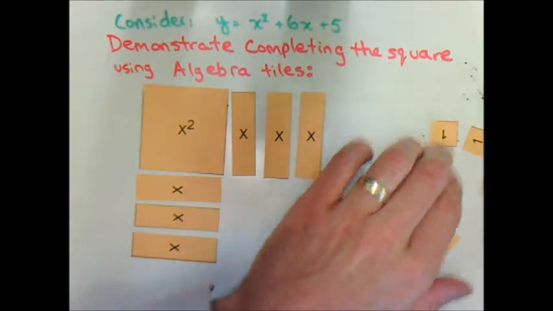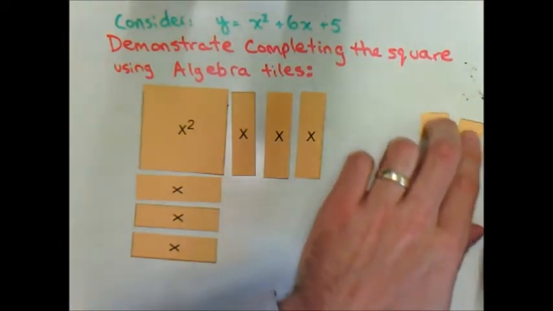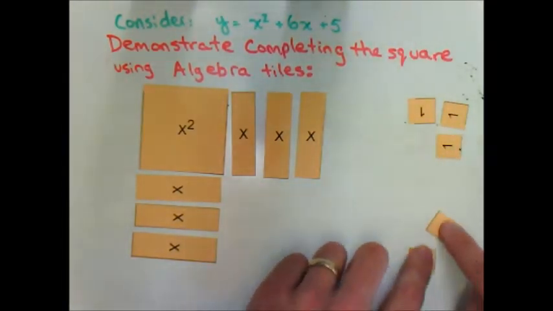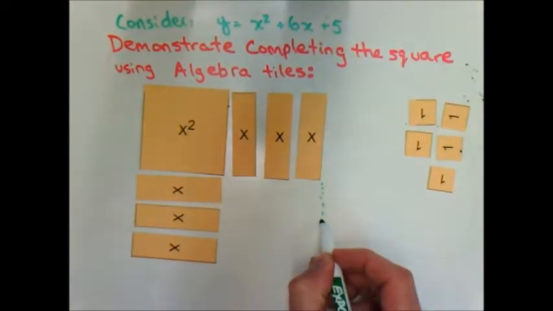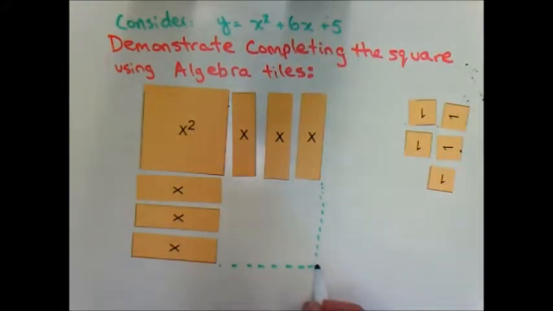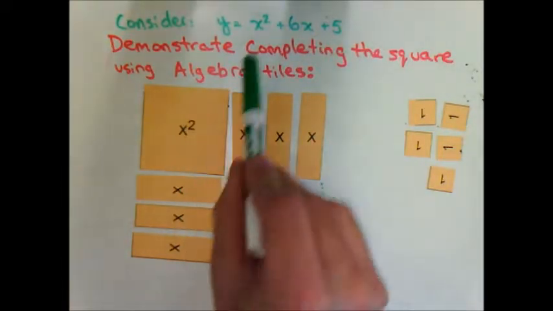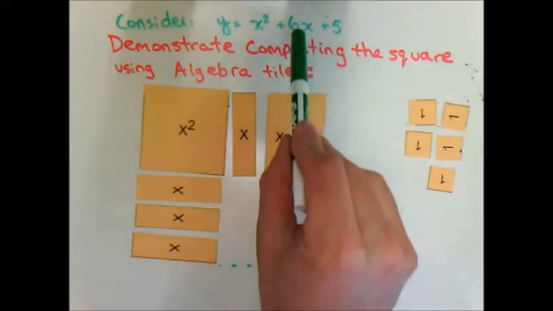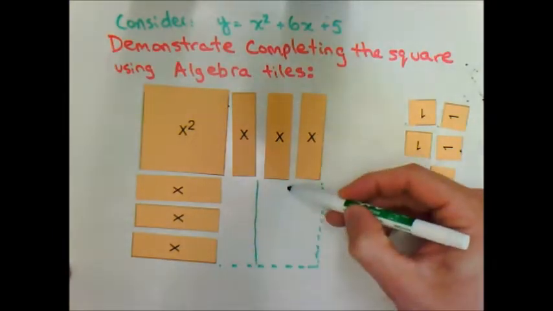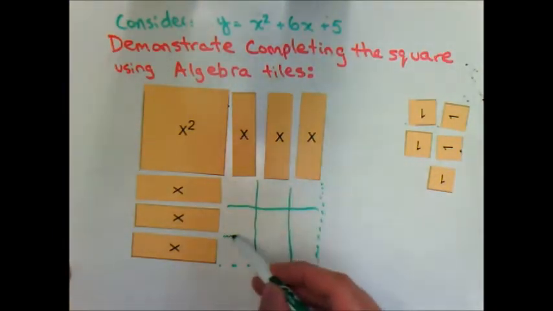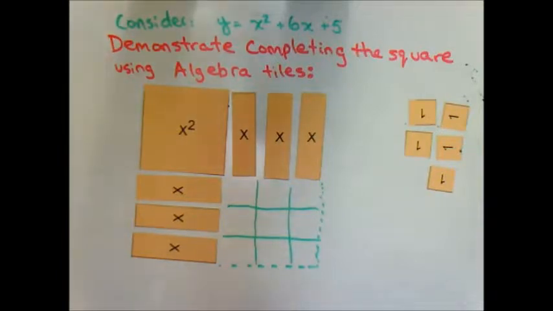So what are we missing here to complete the square? We are done with our x squared. We already have it. We already have 6 x's. We need little ones. So how many ones will it take to fill this square? 9. Okay, good. It will take 9 ones to complete this square.